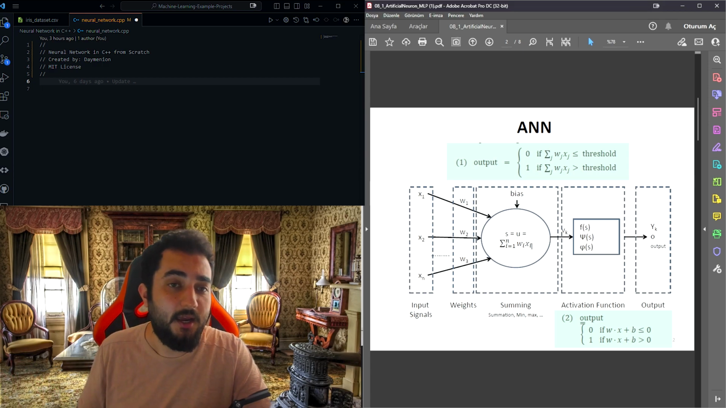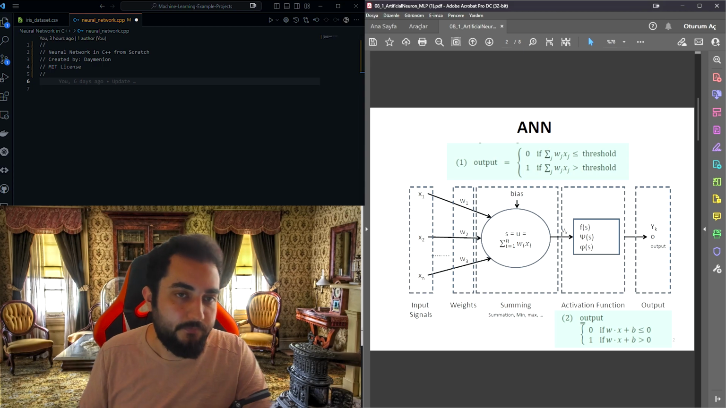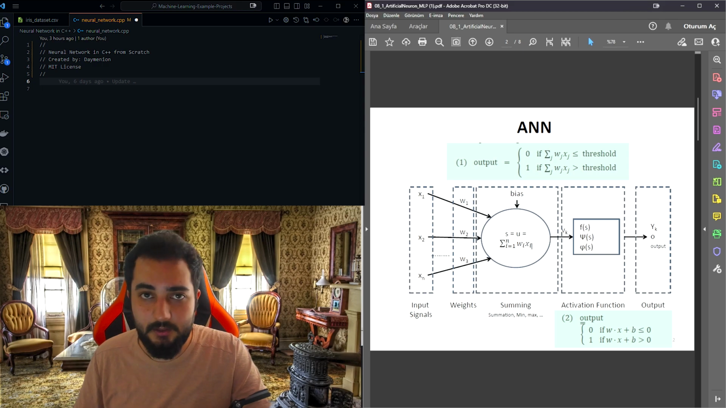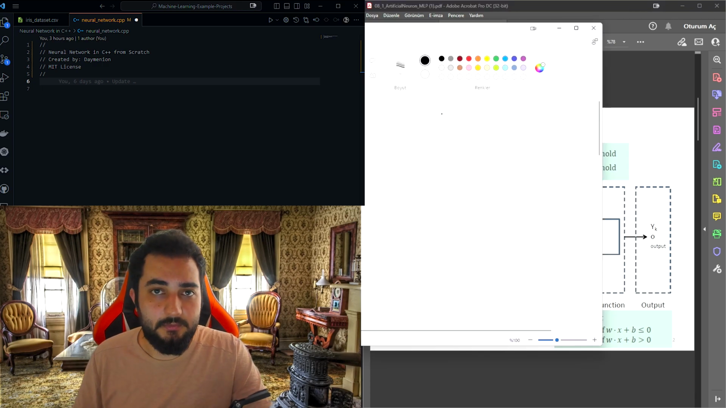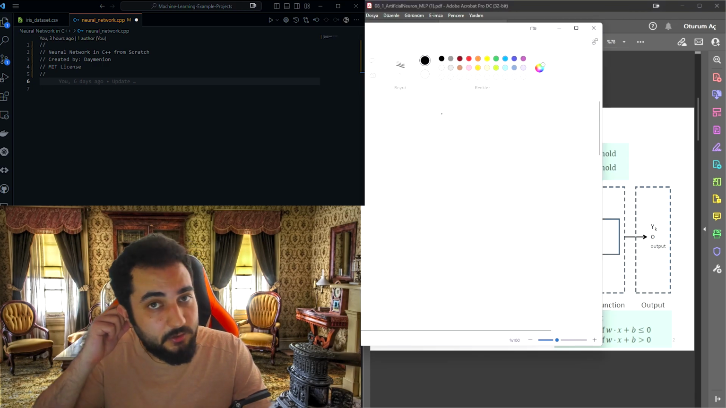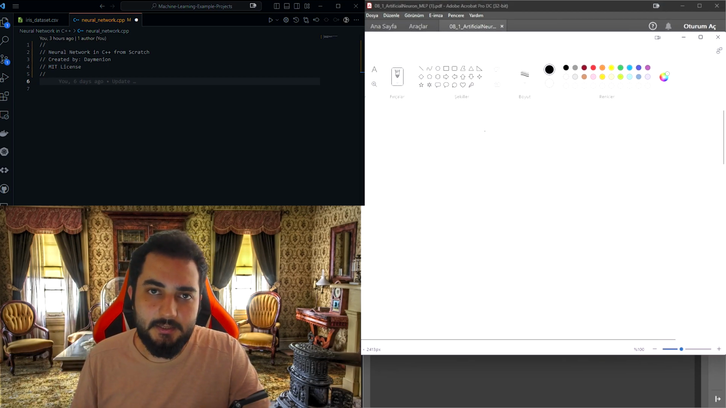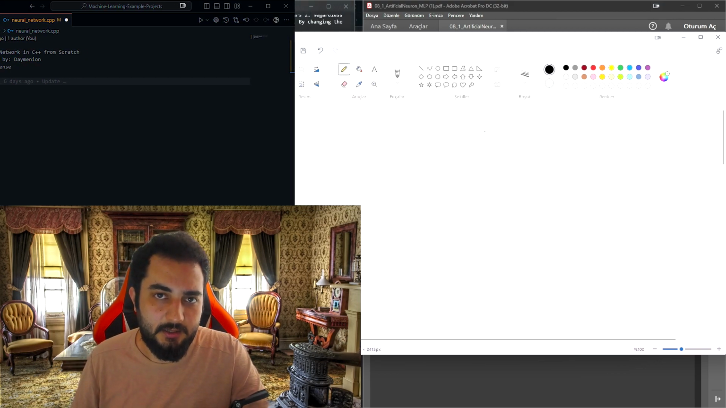For example, ReLU is more useful for deep learning, and every activation function can be used for different purposes and scenarios. I will explain that now in Paint. So actually, let's take an abstract example. Let's define an equation, for example, like this.